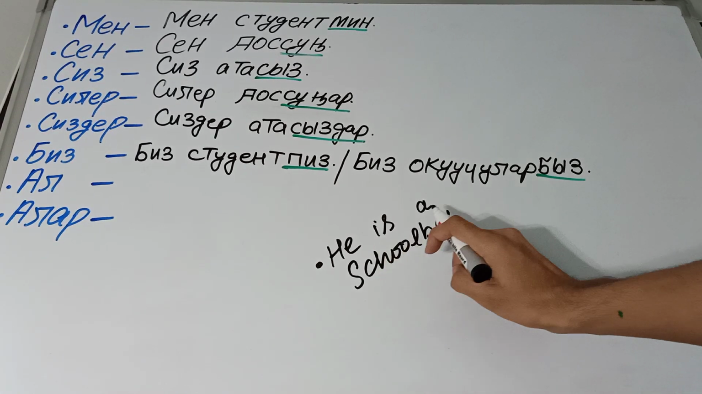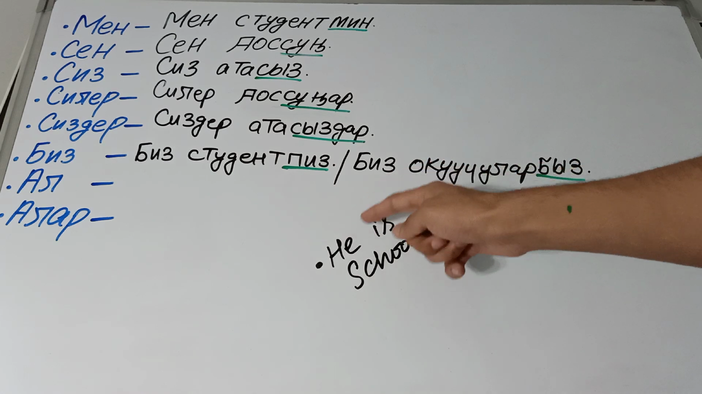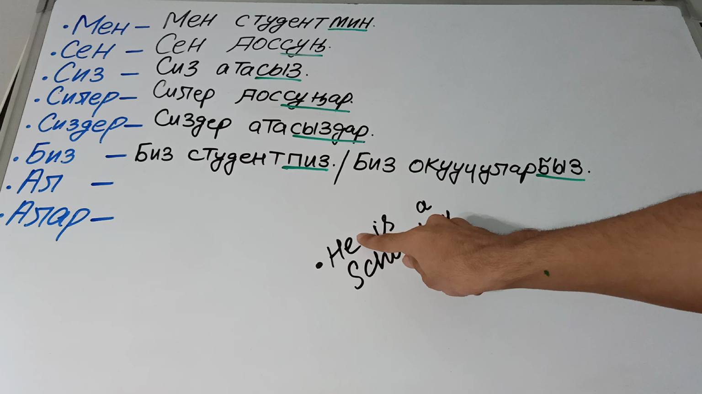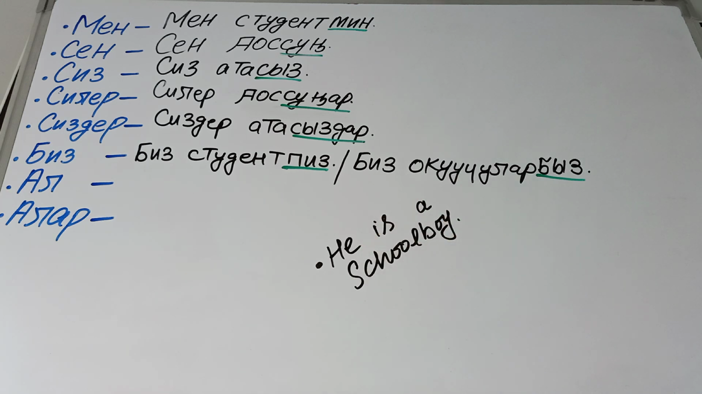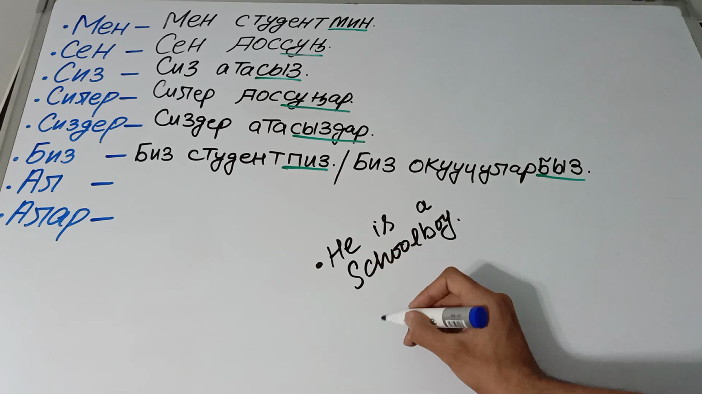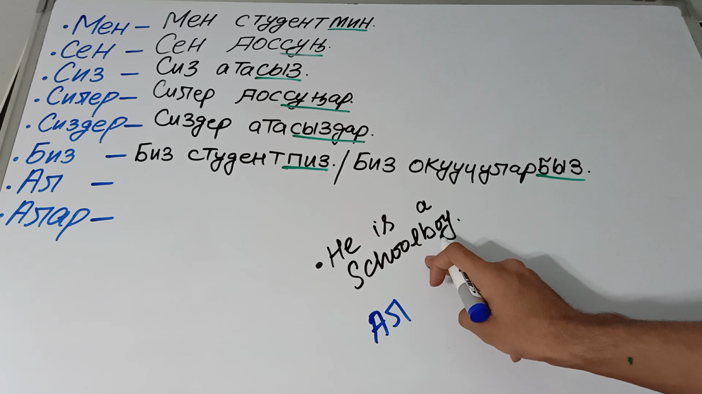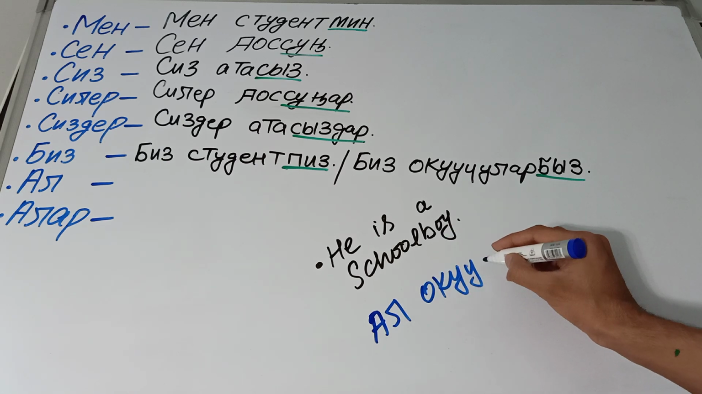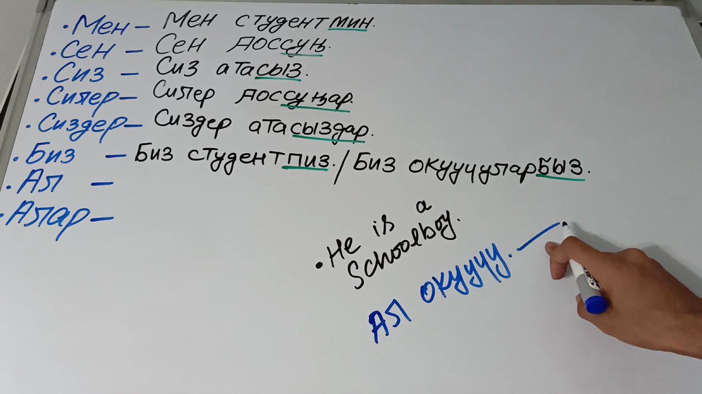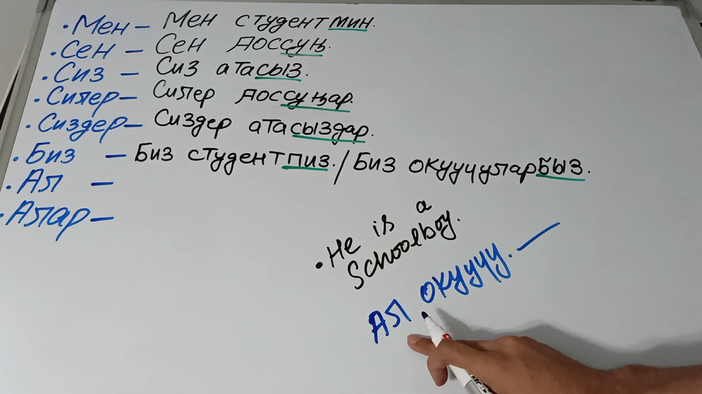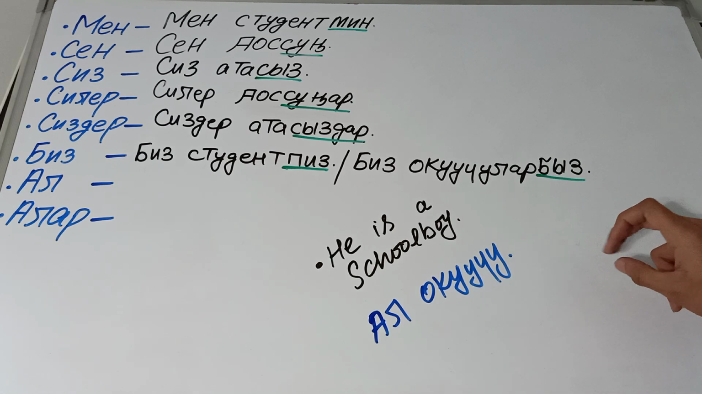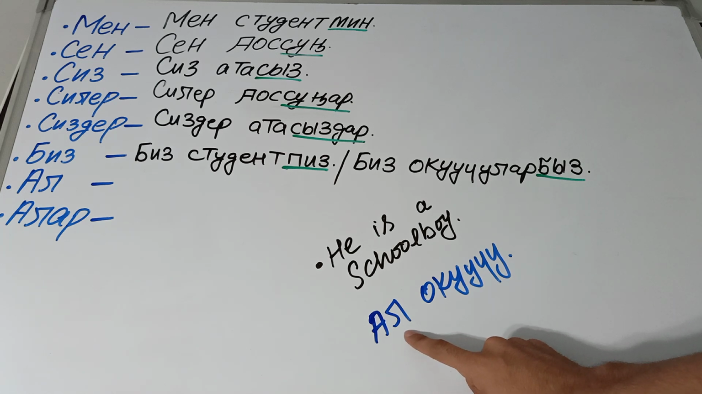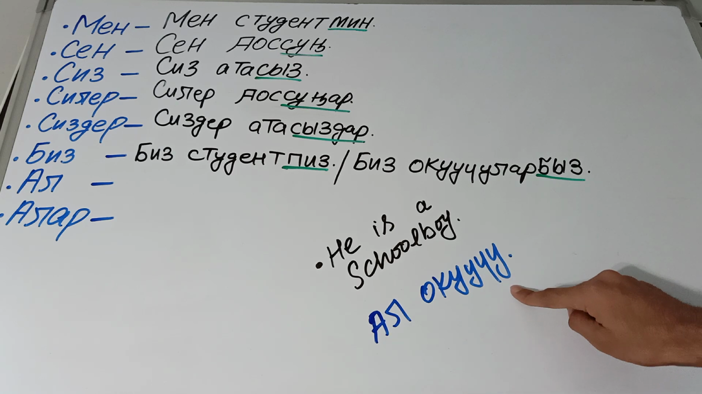Now we have another example here. He is a schoolboy, right? And you can also put "she": he or she is a schoolboy or schoolgirl. How can we translate it into Kyrgyz? The translation of "he" is al, and the translation of "schoolboy" is okuchu. Now we will add the personal ending of the personal pronoun al. We know that there is no personal ending for al, so we cannot apply a personal ending here because al does not have its own personal ending. So we will say it like that: al okuchu, just al okuchu.